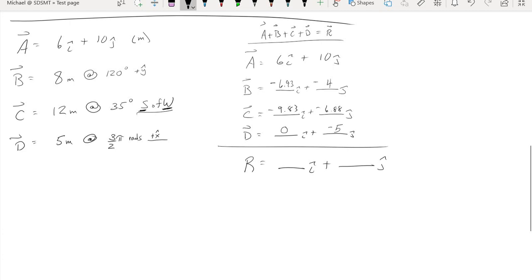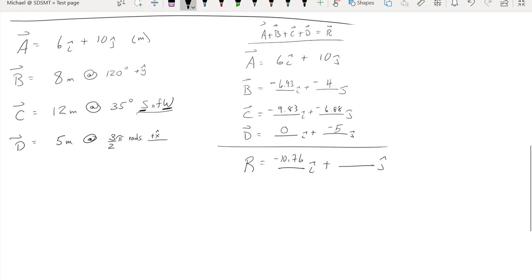All we have to do now is add up the x components of our vectors as they are, and we will produce the x component of the resultant vector. So we have 6 plus a negative 6.93 plus a negative 9.83 plus 0 makes negative 10.76. That is the x component of our resultant vector.